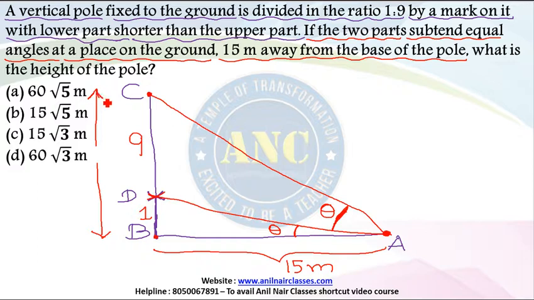Now think logically. BC does not mean that it is 1 plus 9, answer is 10, mark it as 10. It is in the ratio of 1:9. That means if BD value is 1, then DC value will be 9. If BD value is root 3, then DC value is 9 root 3. If BD value is 5, then DC value will be 9 into 5, 45. Like that, it is the ratio part.